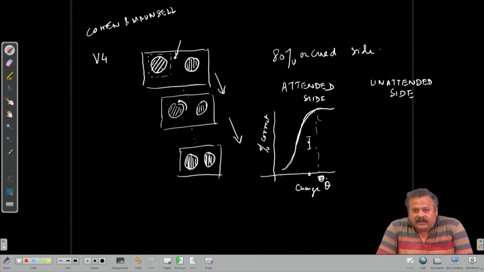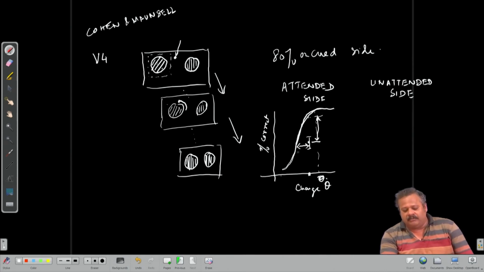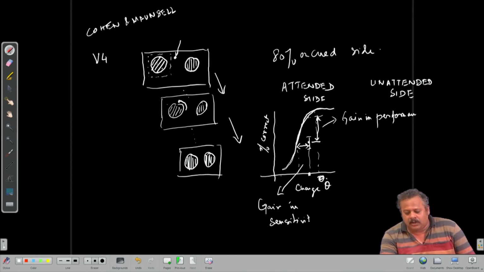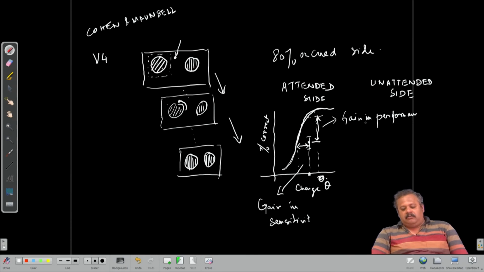So, basically what attention is providing is a gain in performance by this much amount, or a gain in sensitivity of how well you can discriminate angles by this amount. So, this is gain in sensitivity or resolution, or this is gain in performance. These gains are because of attention.